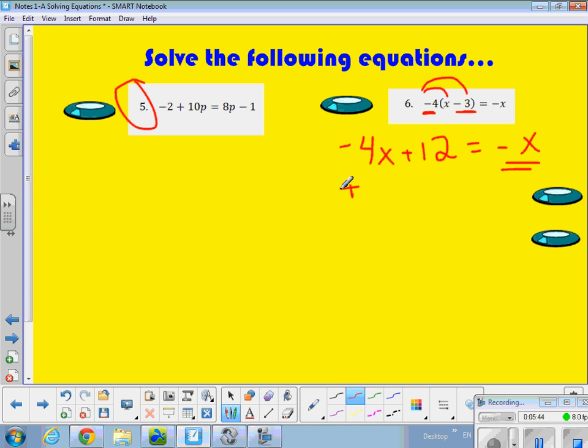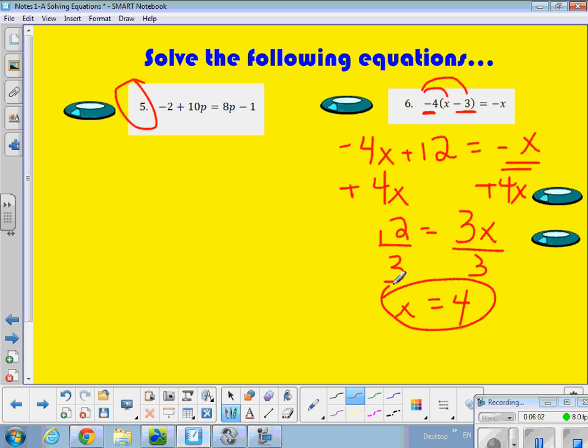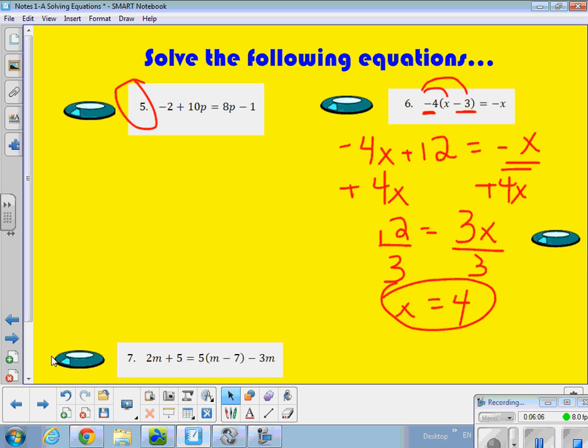So I want to bring this 4x over to the other side. Since it's negative, I add 4x to both sides. So then I get 12 is equal to -x plus 4x. Well, that's going to give me a 3x. Divide both sides by 3. 12 divided by 3 is equal to 4. You notice that I switched sides there? That doesn't really matter. When it's an equal sign, switching sides doesn't hurt me.